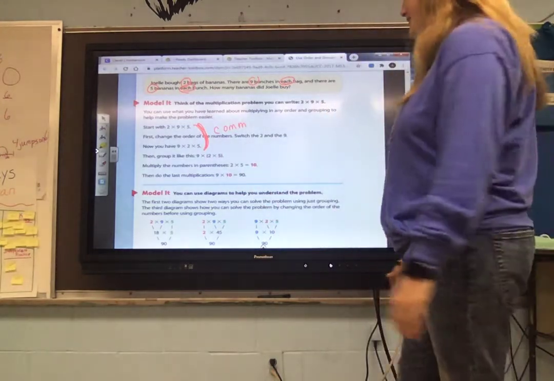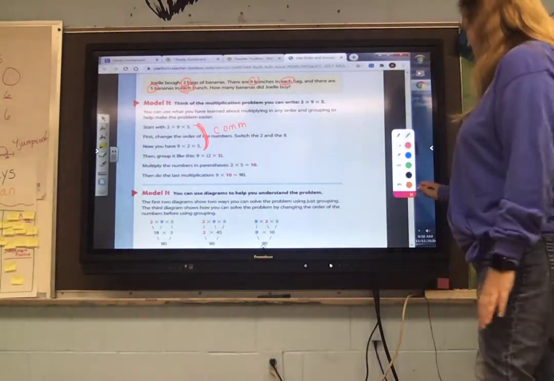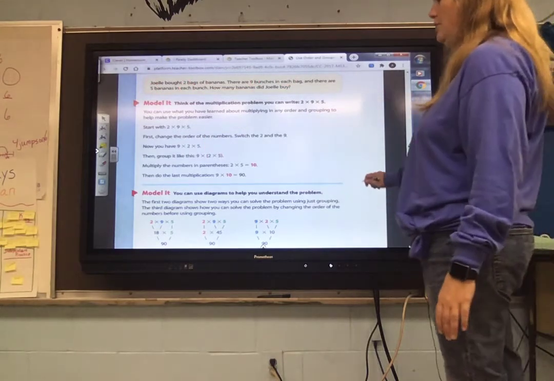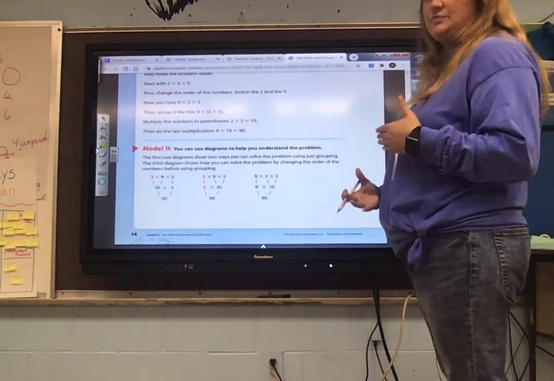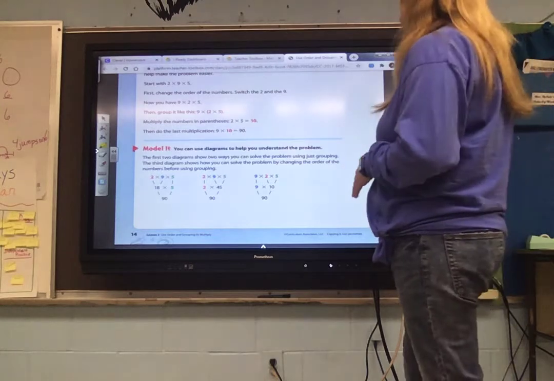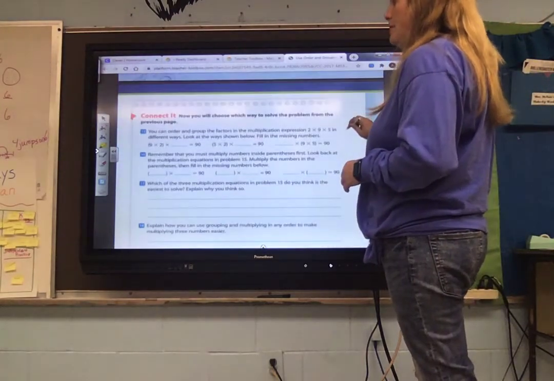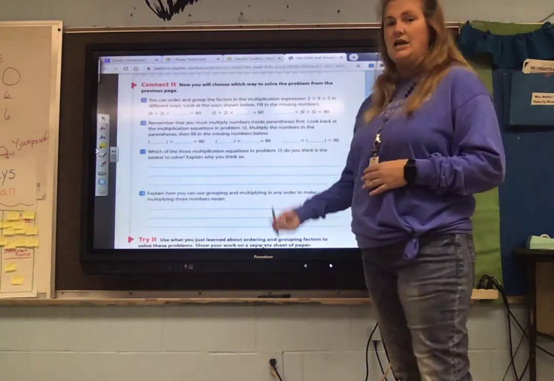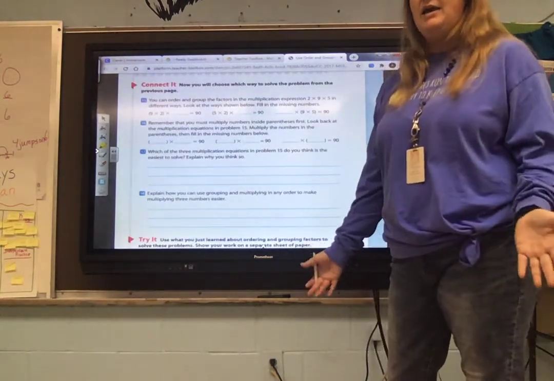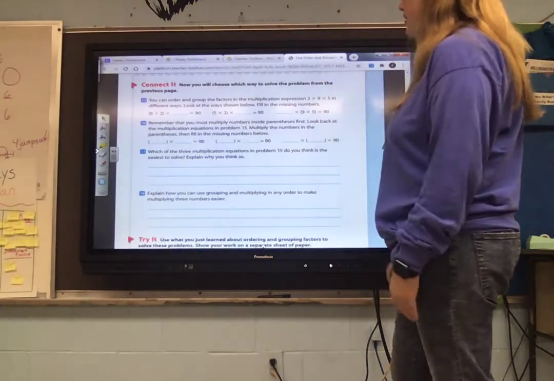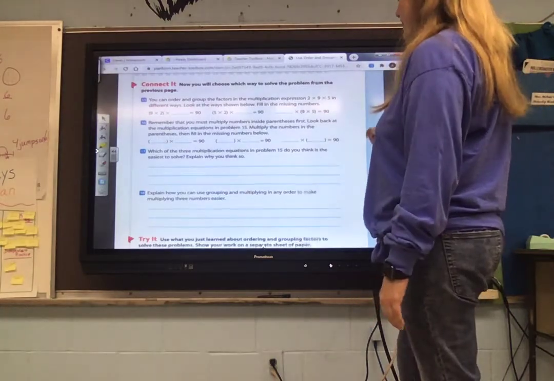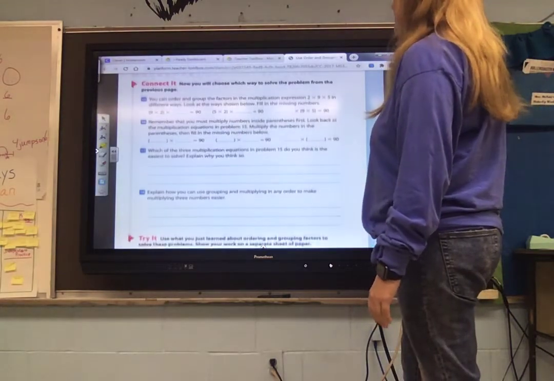Pretty smart, wasn't it? So remember, you can do both. You can change the order of the factors by using the commutative property, or you can even change their grouping, or you can do both. And our multiplication properties tell us that's okay because we're still going to get the same product.